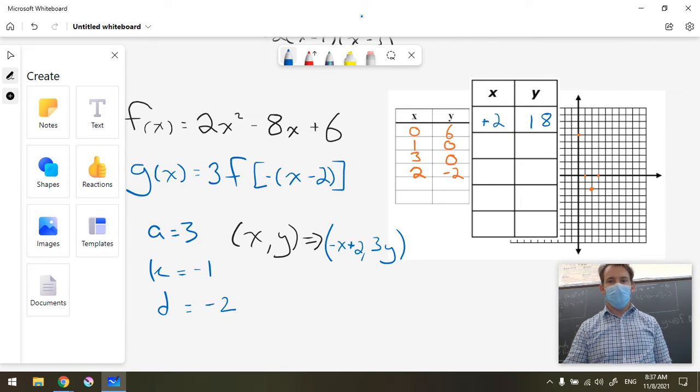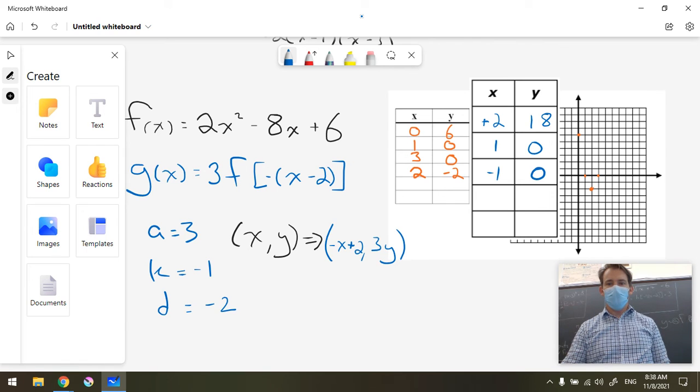1, 0. So 0 stretches to 0 according to 3, and then I flip it in the y-axis. That means I multiply this 1 by negative 1, so that's now negative 1, and then I add 2 to it. So that's actually now the point, it's actually mapped back to itself, 1, 0. Next, 3, 0. The y again stretches by factor 3, but that's a 0, so that doesn't stretch. Then 3, I make that negative, so negative 3, and then I add 2 to it, so that becomes negative 1, 0.